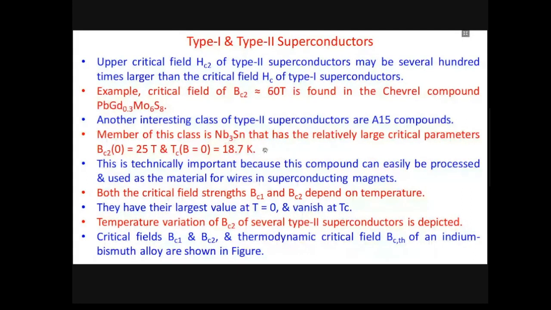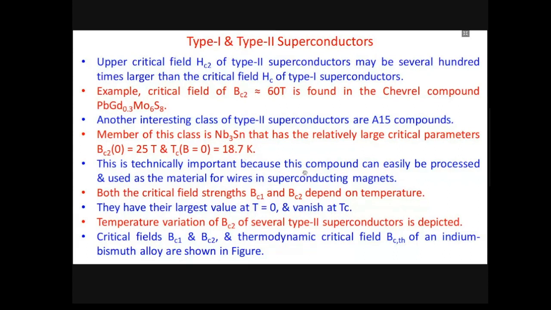Niobium tin has relatively large critical parameters: the upper critical field BC2 corresponding to zero temperature, meaning we are not applying any temperature, is 25 Tesla, and the critical temperature without an applied field is 18.7 Kelvin. So these are the two values, the critical magnetic field and the critical temperature, for these niobium tin systems.